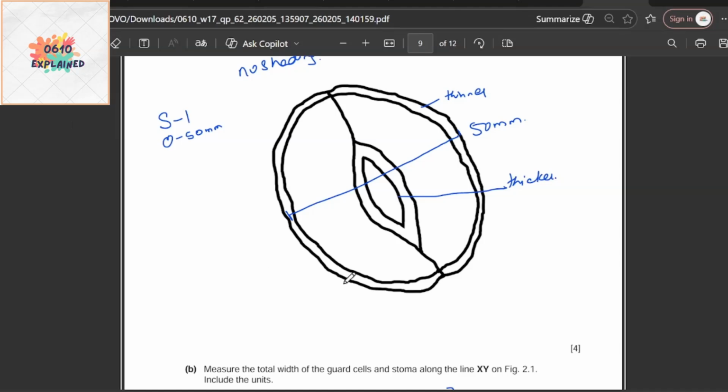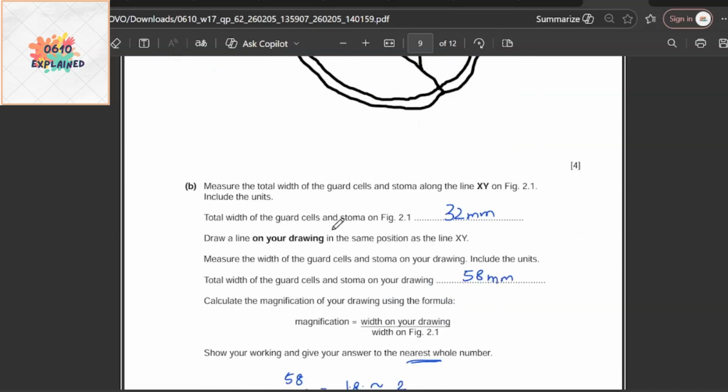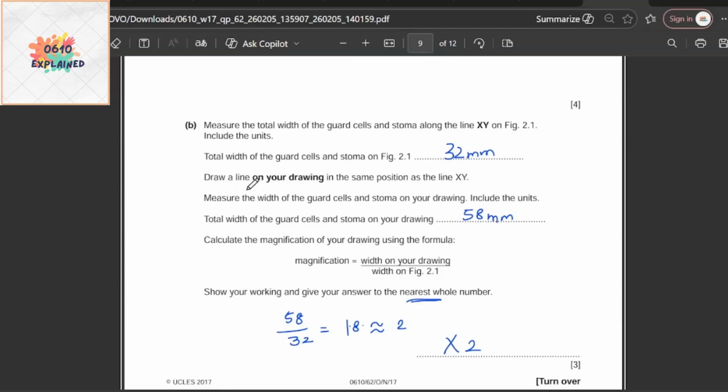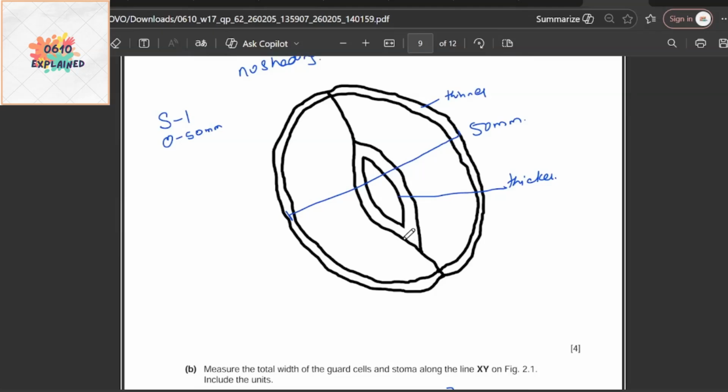Okay, so all these details need to be focused on when they are marking you for the 4 marks drawing. Now, measure the total width of the guard cell and the stoma along the line XY. When I took a printout, I was getting around 32 millimeters. That's the total width. Now, they have asked you to draw a line on your drawing at the same position as the line XY. So, since this is mentioned, we have to draw the line XY, which we just spoke about. You have to label it here again as X and Y.